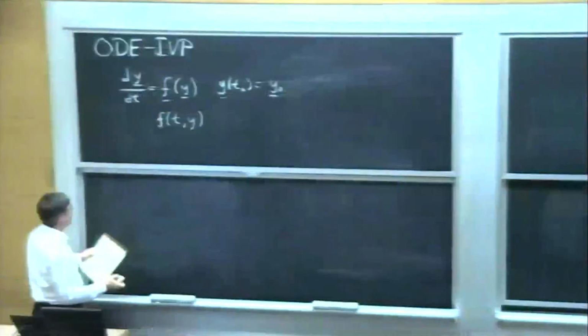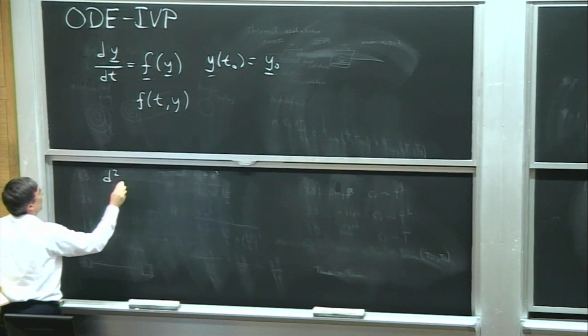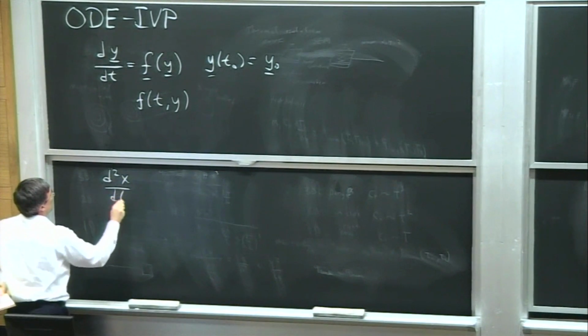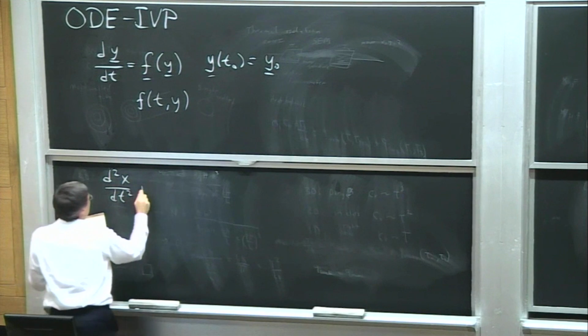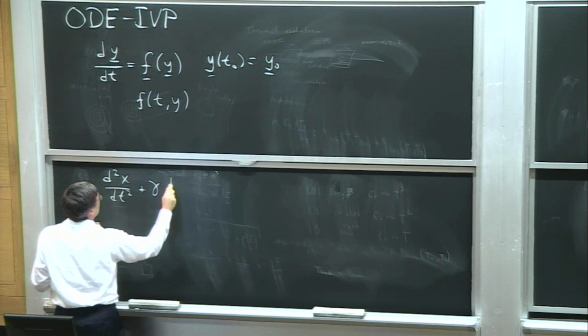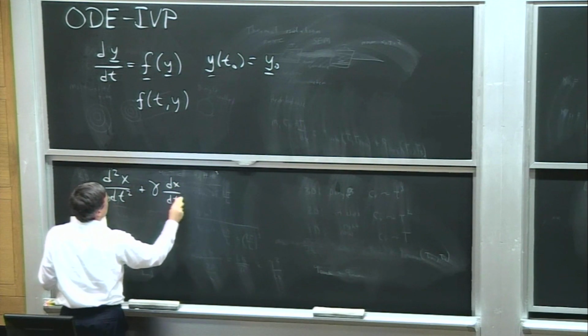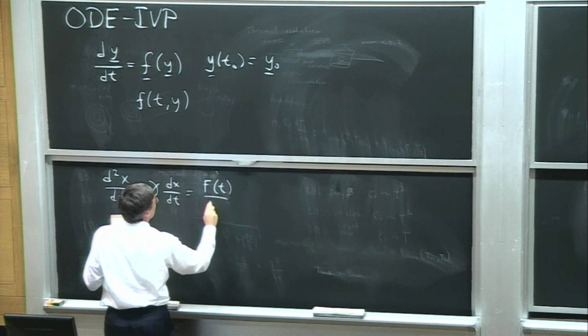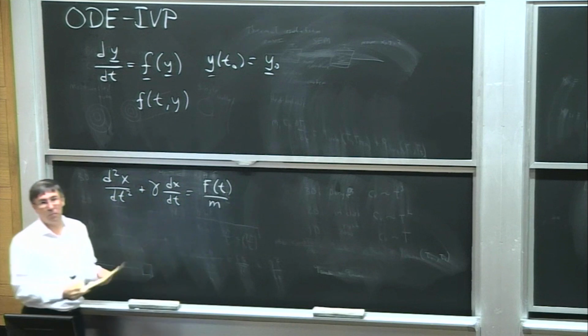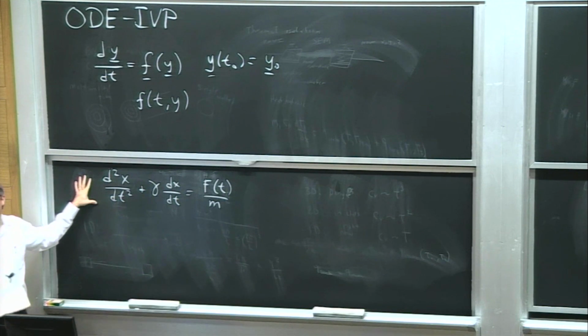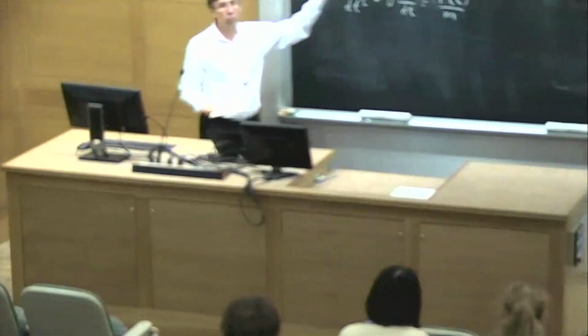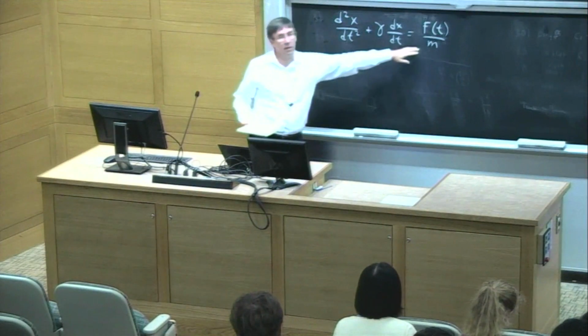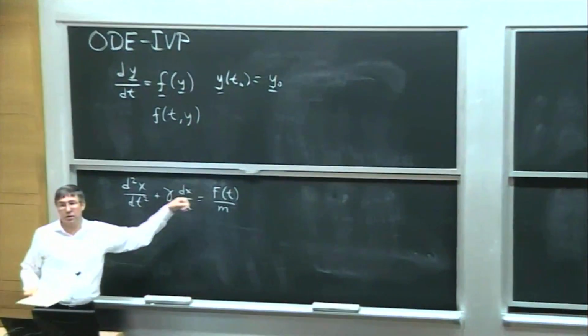So suppose I had a differential equation like this. This is like a differential equation you'd have for a particle moving with some friction force on it and some time varying force on the particle.